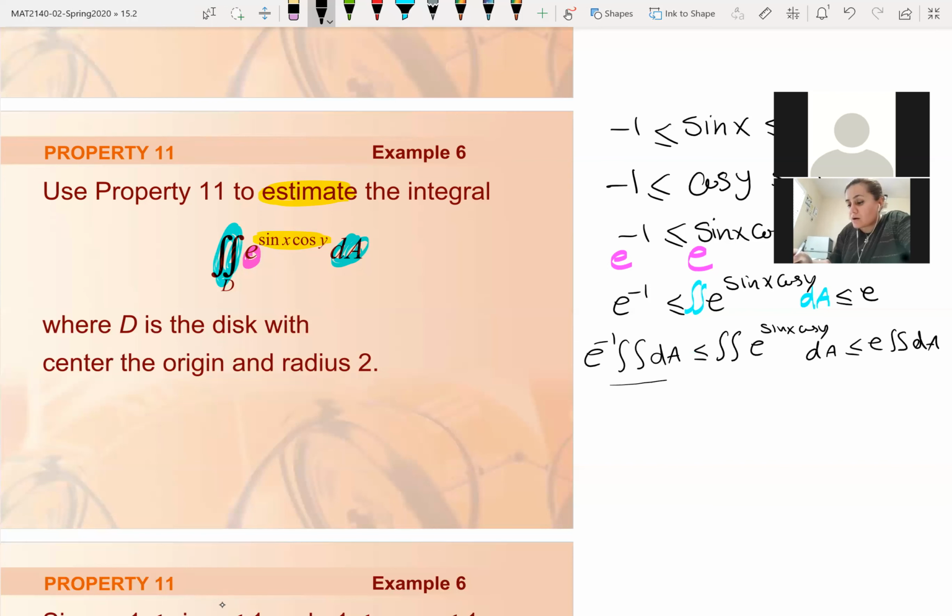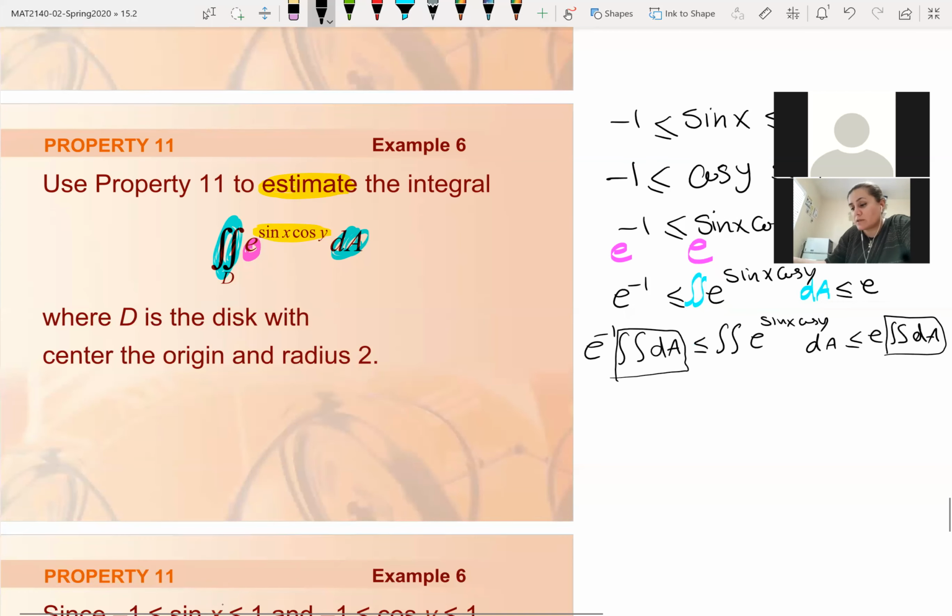So now I need to know what would be the double integration of the dA. As I said in your book, what we call it in 15.3, and I'm going to do more examples, but I can just quickly say, this is really what we call area of region.